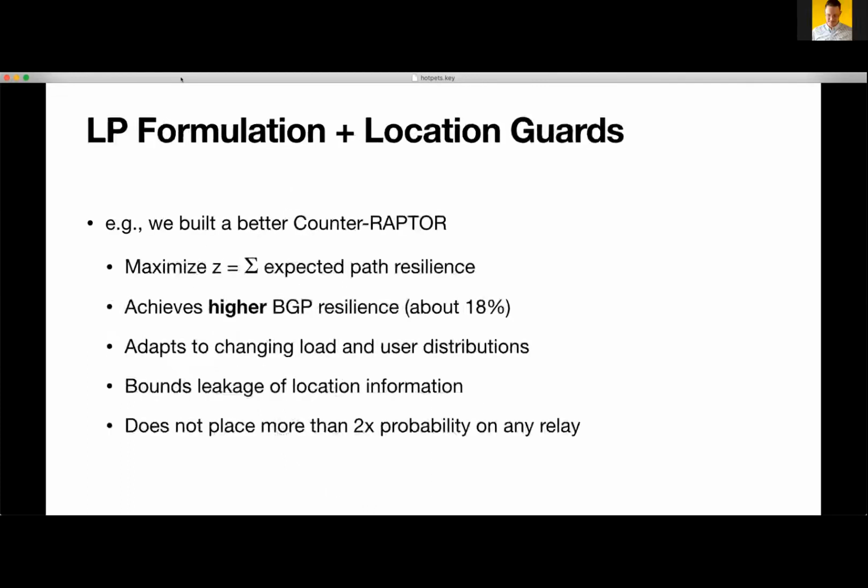So combining these two ideas, we were able to build better path selection algorithms. We tried plugging in a different objective function to this LP framework, and we built a better counteractor, one which actually achieved higher BGP resilience than the original counteractor design, which is surprising because we placed explicit constraints on the solutions that we could obtain, and still we were able to actually achieve a better objective value than what the original designers were able to achieve.